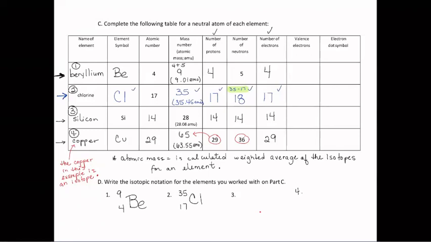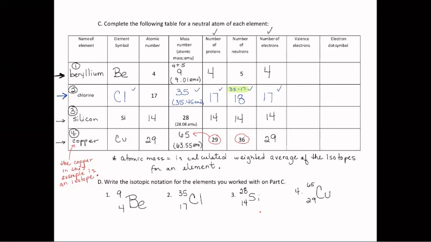Okay. Number 3, silicon. Its symbol is Si. So what value do I put in the top left corner? What number do I put? Excellent job. I do 28 here. And in the bottom? Great. And lastly, I have copper. Its symbol is Cu. So what number do I put in the top left corner? And what about the bottom left corner?